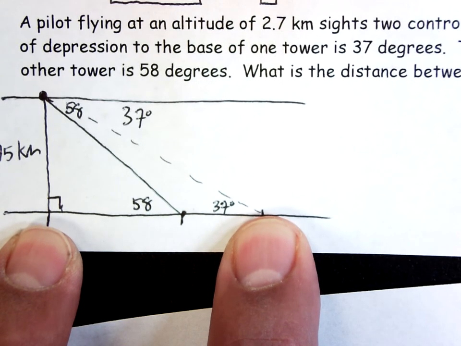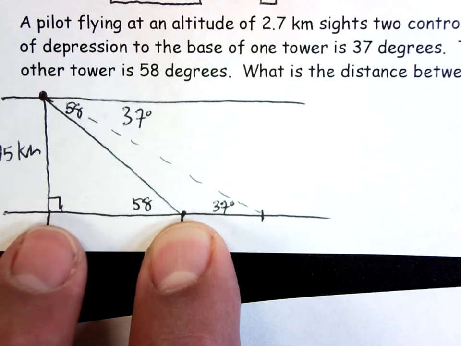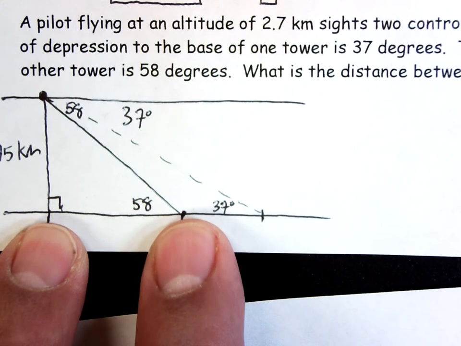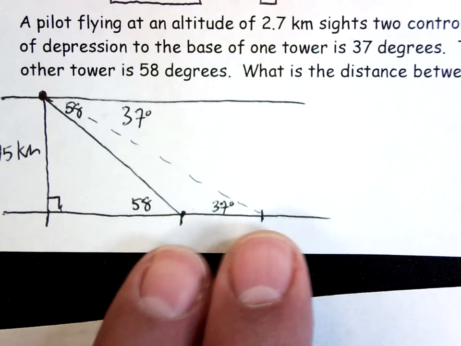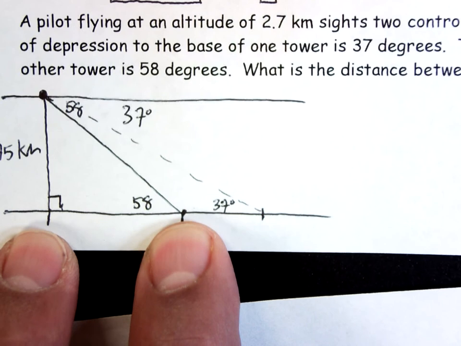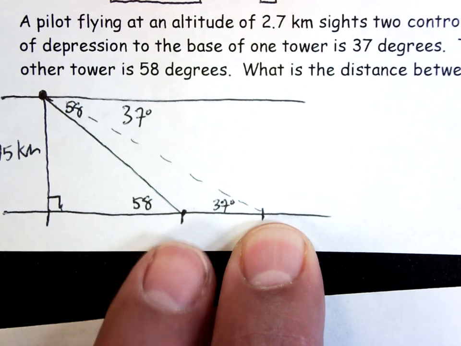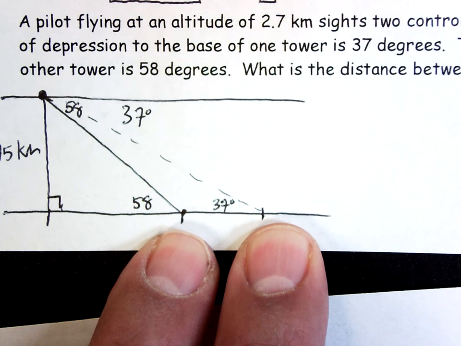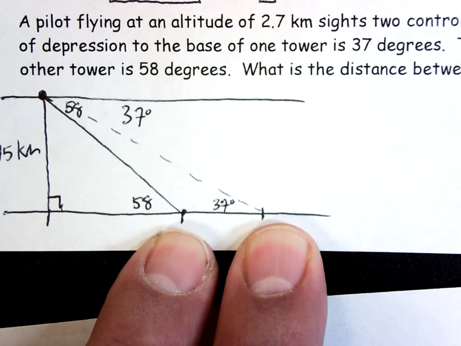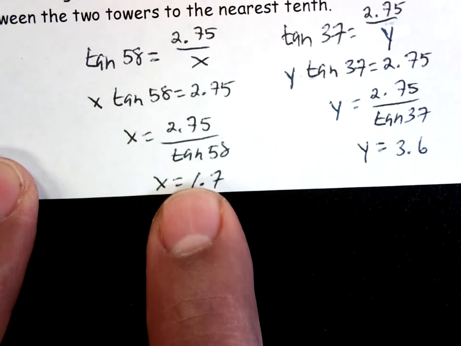3.6. And we just figured out that it was 1.7 from this right angle to this control tower. So then what does this little gap need to be? If it's 1.7 from here to here and 3.6 from here to here, what does this piece need to be to add to 1.7 to get 3.6? Well, we're just going to subtract. We're going to subtract 1.7 from the 3.6 that we got for this distance, and we're going to get 1.9 kilometers.